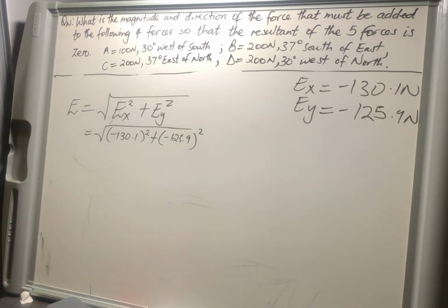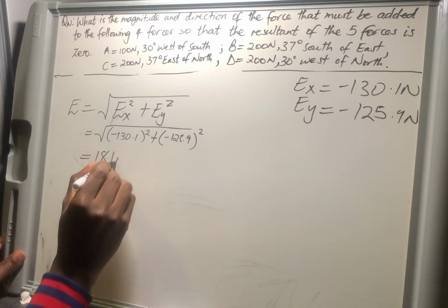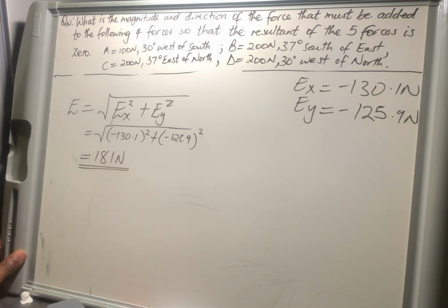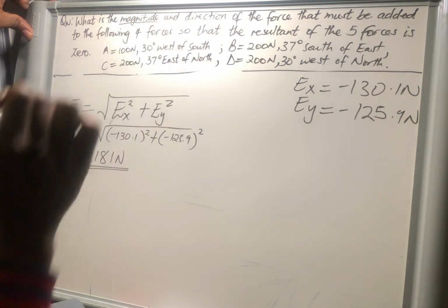If we do that, what are we going to get? Square root of 130.1, sorry, 0.1. Then I square that plus 125.9. Then I square that. My answer here is 181 newtons. So E is 181 newtons. So that's the magnitude. So you have managed to answer the first part.